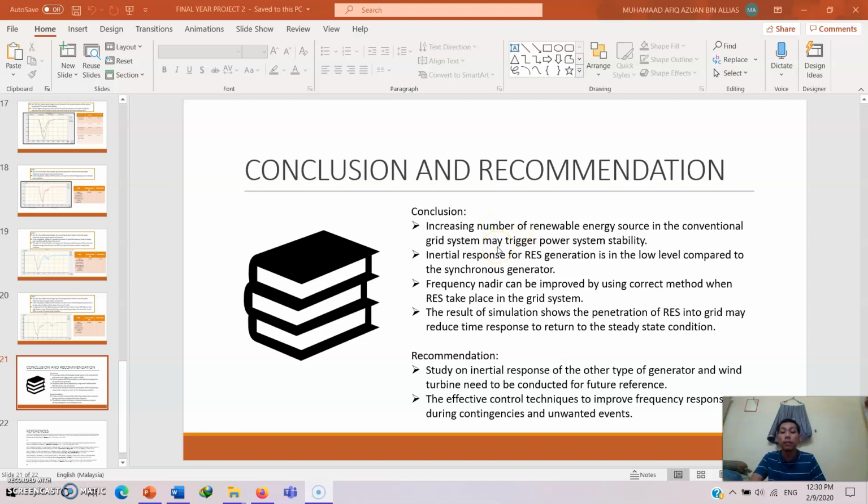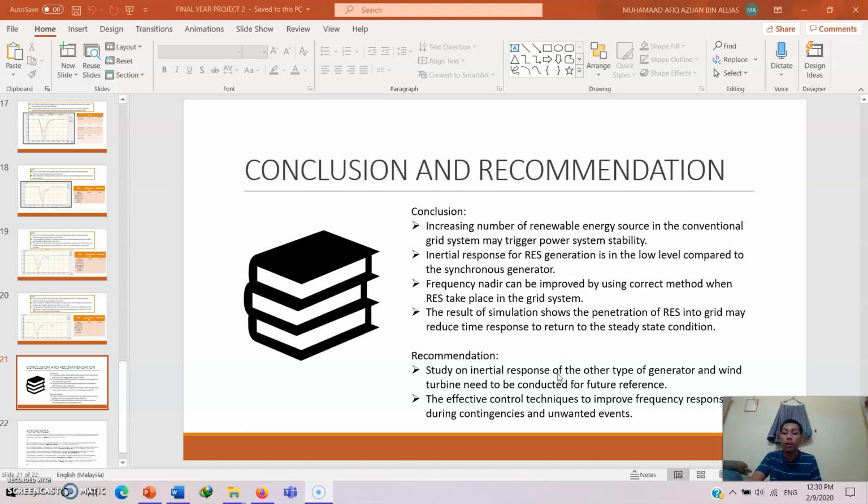Okay. As a conclusion and recommendation, an increasing number of renewable energy sources in the conventional grid system may trigger power system instability. Inertial response of RES generation is at a low level compared to the synchronous generator. Frequency nadir can be improved by using a correct method when the RES takes place in the grid system. The result of the simulation shows that the penetration of RES into a grid may reduce the time response to return to the steady state condition.